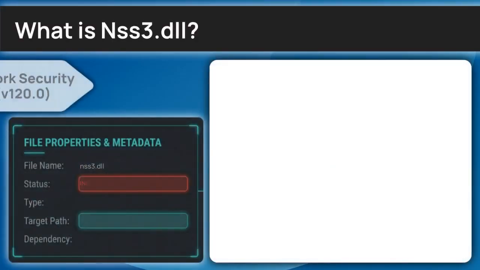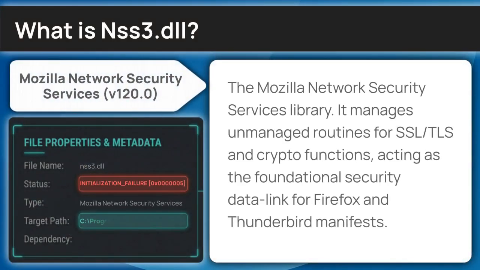This is the NSS3, the Mozilla Network Security Services library. It manages unmanaged routines for SSL and TLS and crypto functions, acting as the foundational security data link for Firefox and Thunderbird manifests. Let's get to work. We'll start with the most common fix for this specific error.